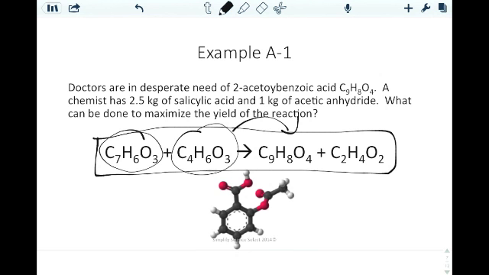And then make sure that we have a good method of removing the product after the reaction has occurred. So we got to be able to get it out of solution or actually recover the product. So those are just some things that the doctors can do to speed up the reaction, actually get closer to 100%, and be more efficient.